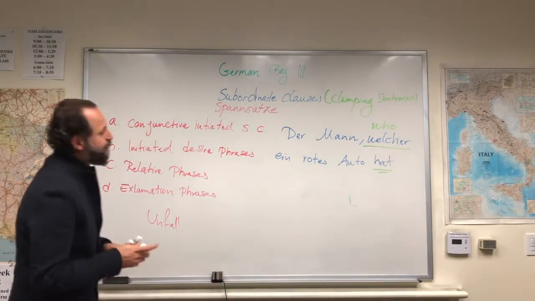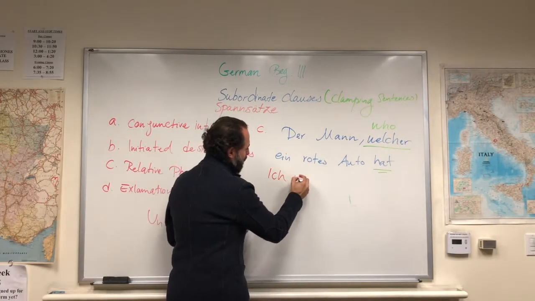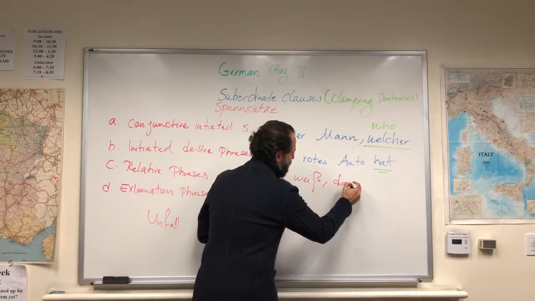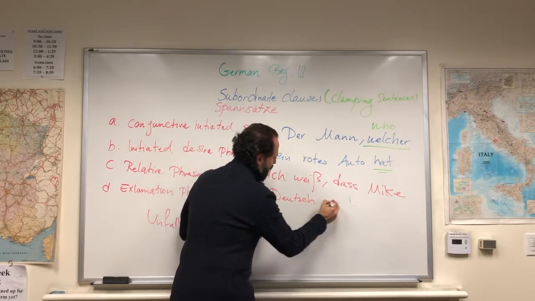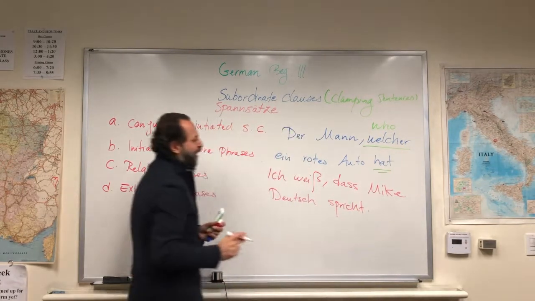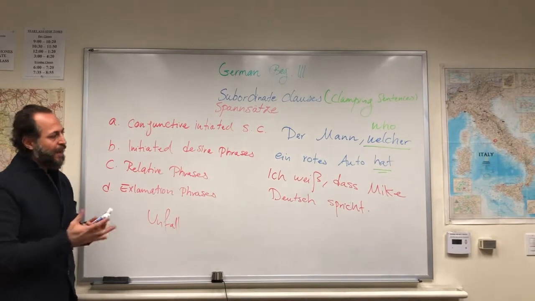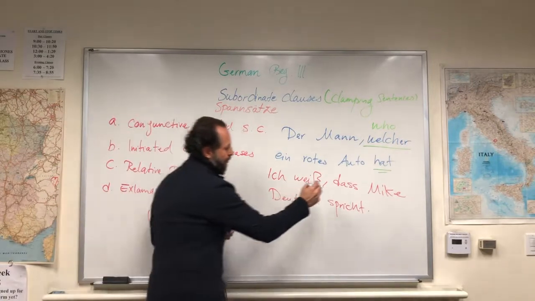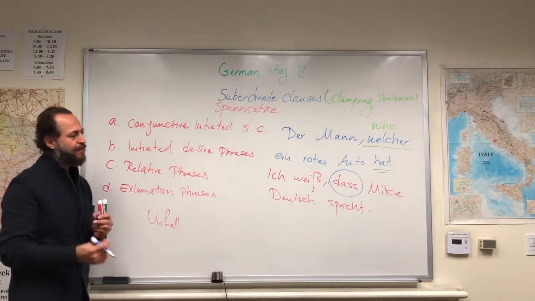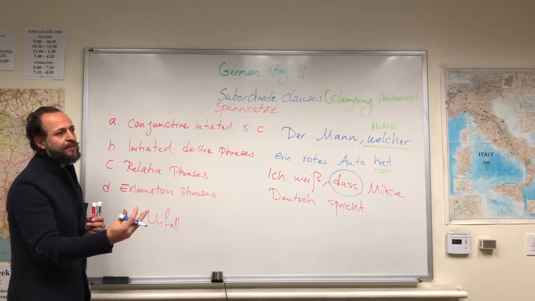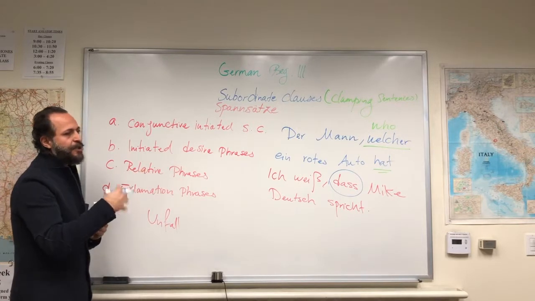Or, for example, a phrase like the so-called dass Sätze. For example, ich weiß, dass Mike Deutsch spricht. Ich weiß, dass Mike Deutsch spricht. What does it mean? Any suggestion? I know that Mike speaks German. Exactly. So I have two phrases, and there is a conjunction here. And this conjunction, which we call in German dass, causes the second phrase to have the verb at the very end of the sentence. So: I know that Mike speaks German.